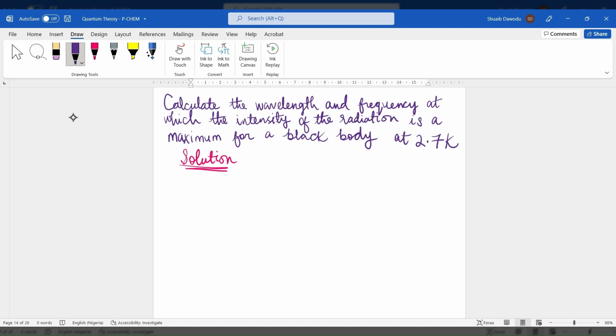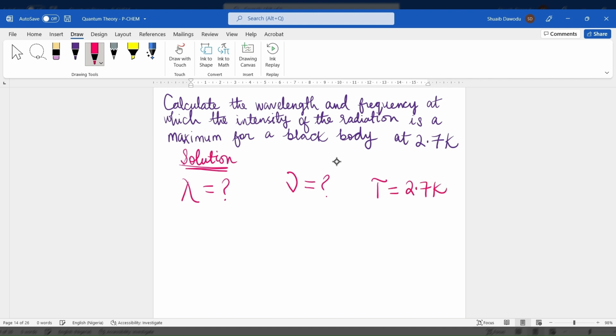So today we're going to be working on the question on the screen that says: calculate the wavelength and frequency at which the intensity of the radiation is a maximum for a black body at 2.7 Kelvin. So the first thing you have to note is that we're told to solve for the wavelength as well as the frequency at which the intensity of the radiation is at a maximum. So I'm going to write out the parameters. We have the wavelength, which is what we're looking for, and then the frequency, which is also what we're looking for. We're also given the temperature to be 2.7 Kelvin.